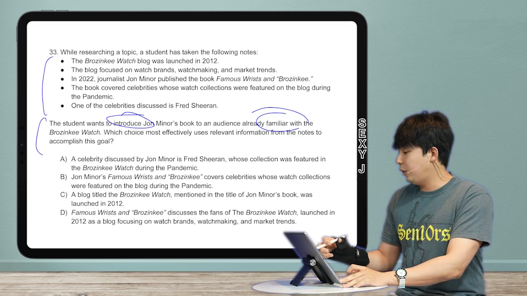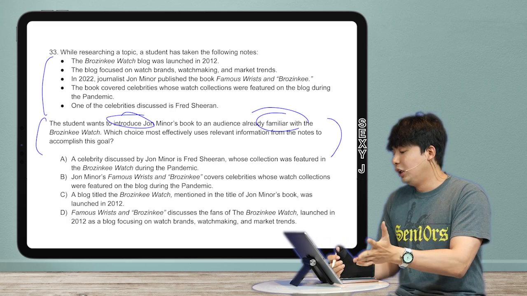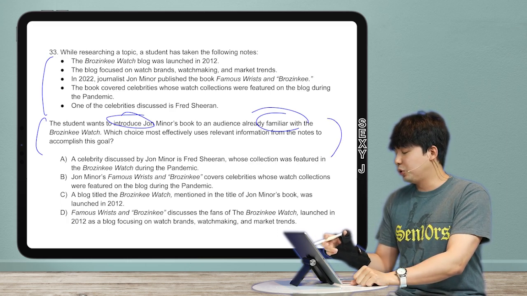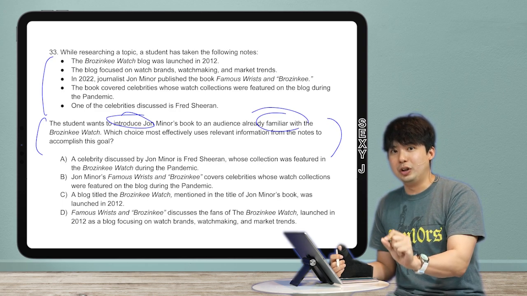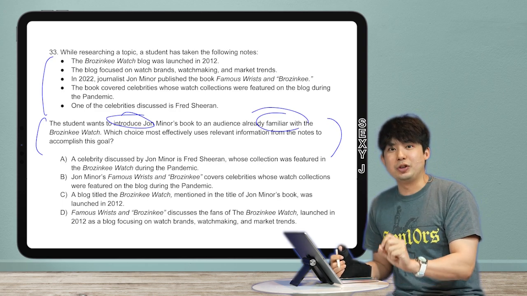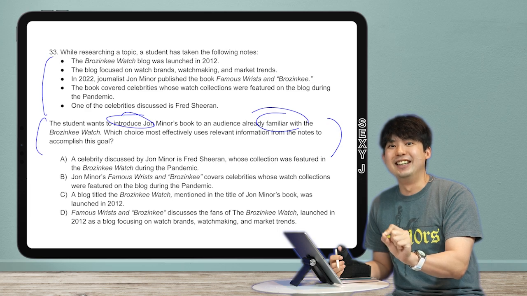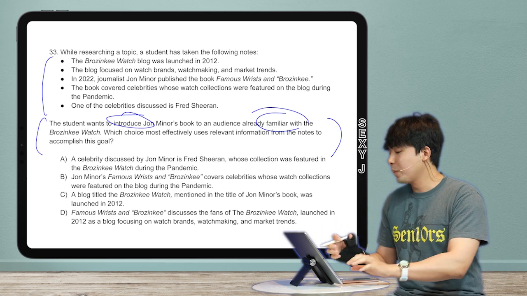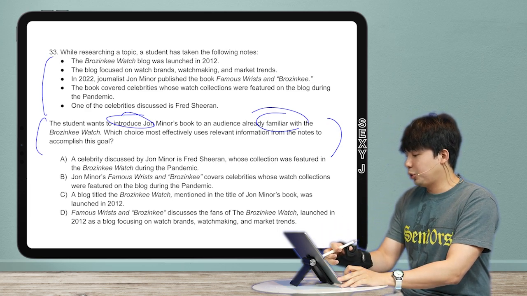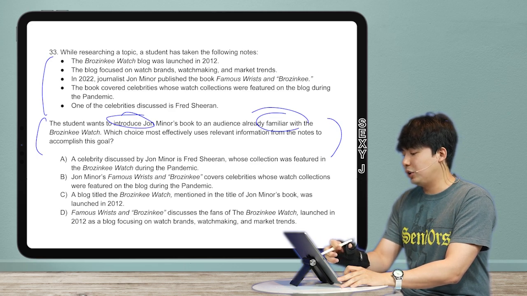As you know very well at this point, just go to the question. As I said before, you notice that it's familiar introduction. Why am I emphasizing familiar introduction? There's also unfamiliar introduction, okay? So we're gonna do that soon. So, familiar introduction. Which choice most effectively uses... Okay, this part doesn't even matter. It's always the same.